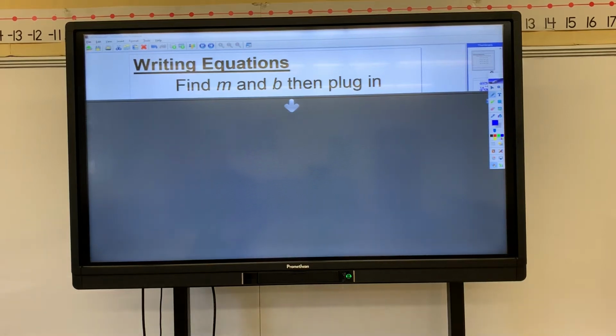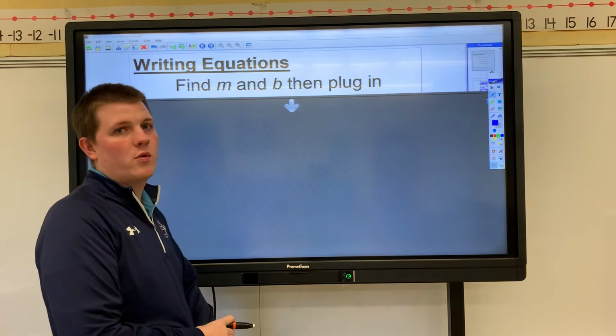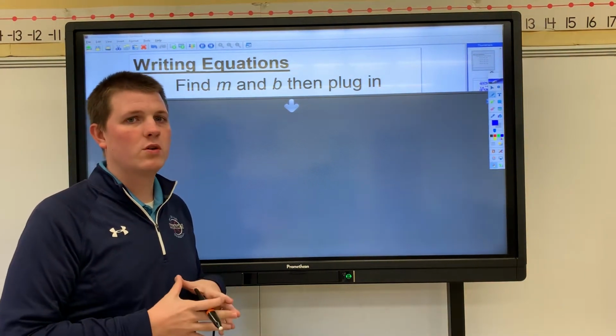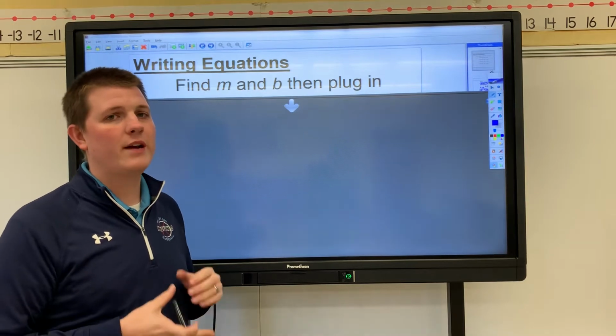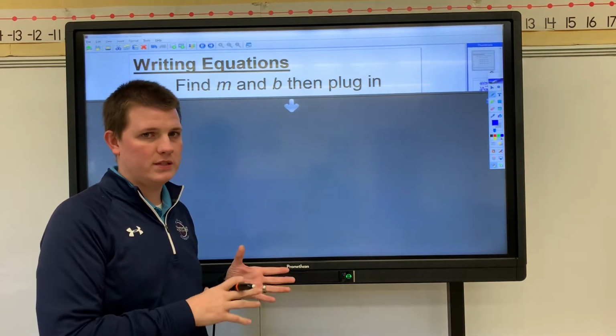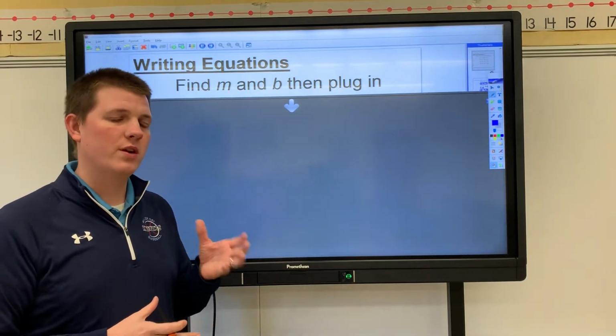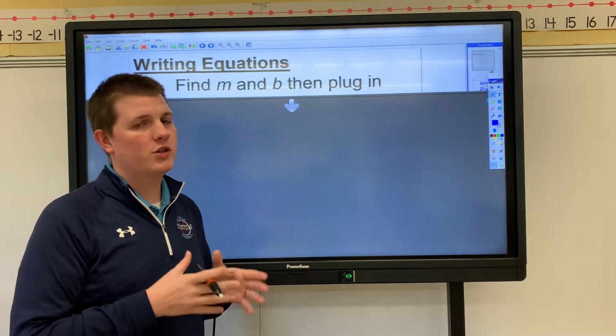Today we're going to talk about writing equations in slope-intercept form, but instead of it being from points, from two coordinates, it's going to be from a graph, from a line already made. The previous part of the lesson was writing an equation in slope-intercept form when I give you two coordinates, when you are given 2 points. Today we're going to change it up just slightly.